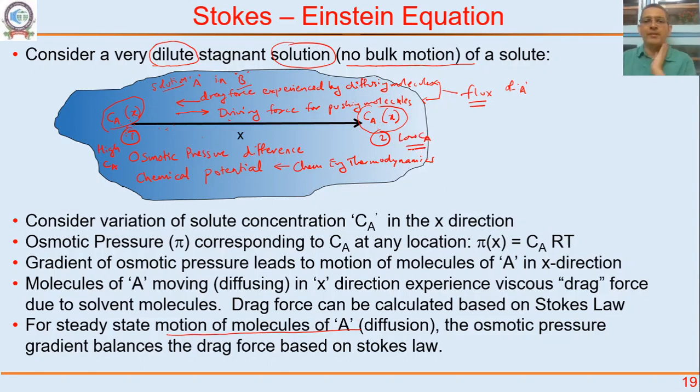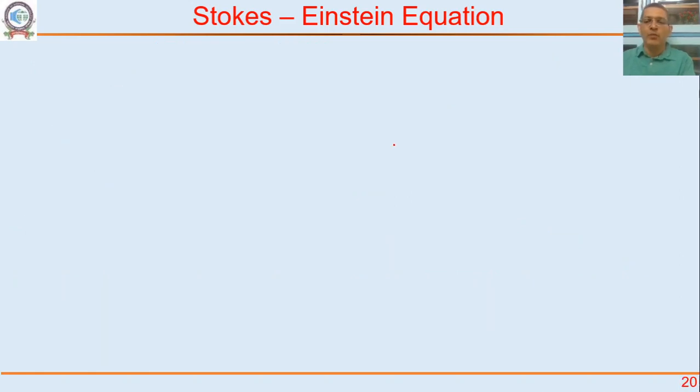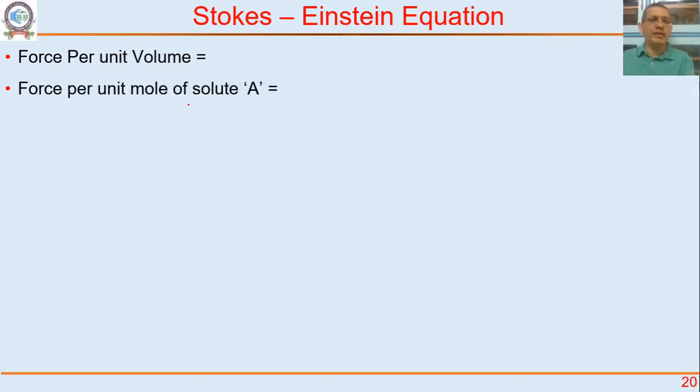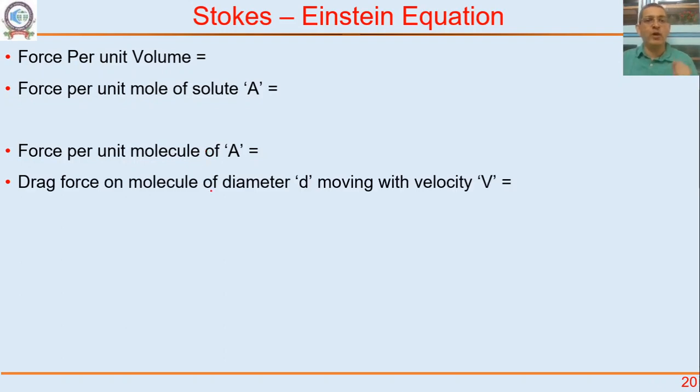What I want you to do is quantify all these things. Okay, let's go forward. What I want you to write is, first of all, what is the force per unit area arising out of this osmotic pressure. Then second, what is the force per unit mole of the solute A. Then what is the force per unit molecule of A. And then what is the drag force on the molecule of diameter d moving with a velocity v through this medium, Stokes law, because remember the diameter is so small, angstroms, nanometers, right?